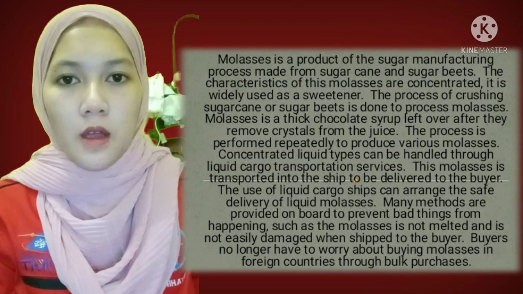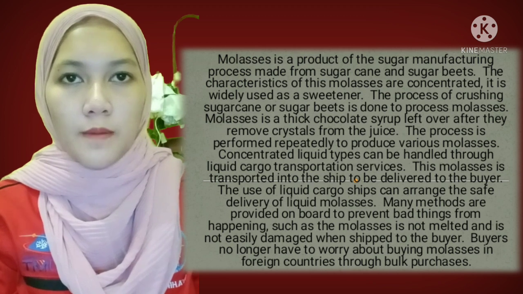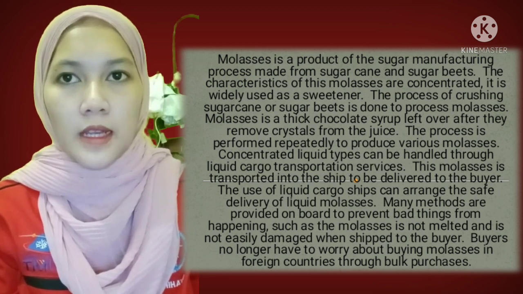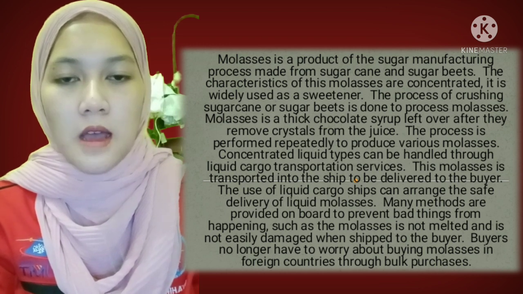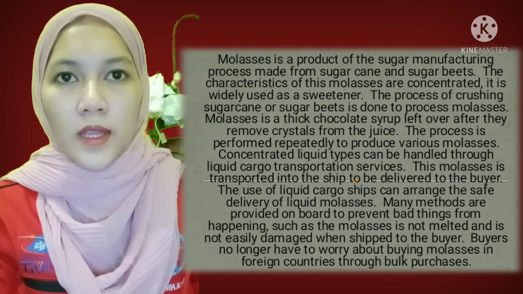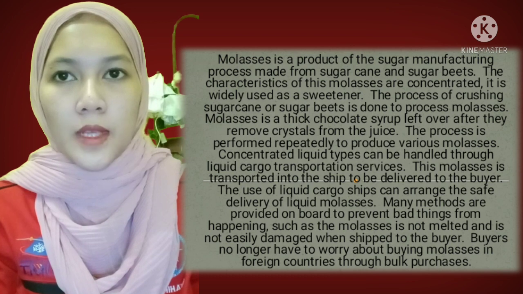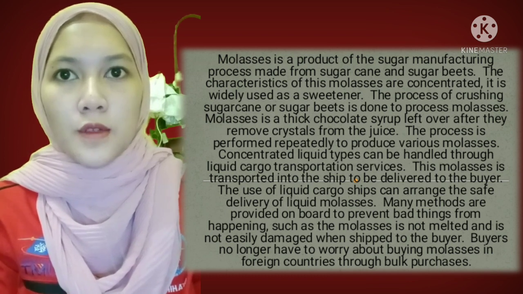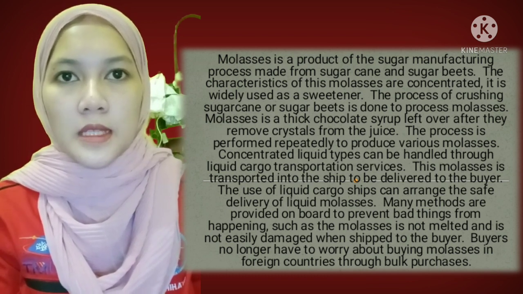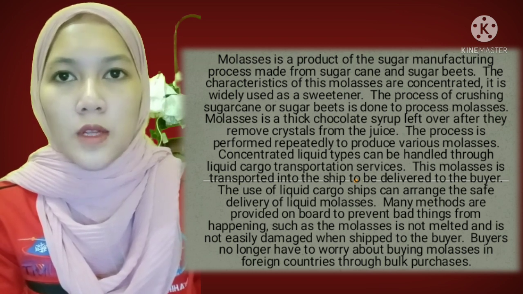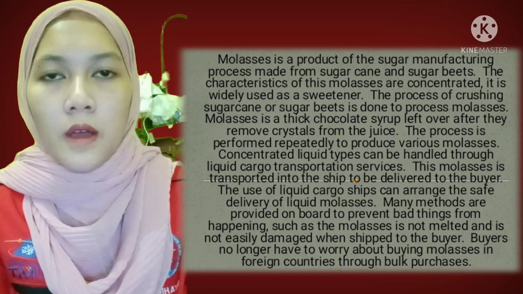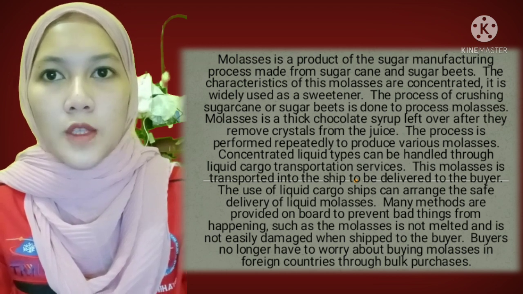Molasses is a product of the sugar manufacturing process, made from sugarcane and sugar beets. The characteristics of molasses are that it is concentrated. It is widely used as a sweetener. The processing of sugarcane and sugar beet produces molasses. Molasses is a thick chocolate syrup left over after the crystals are removed from the juice.